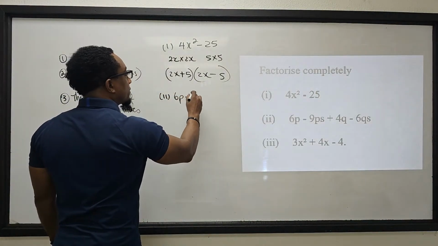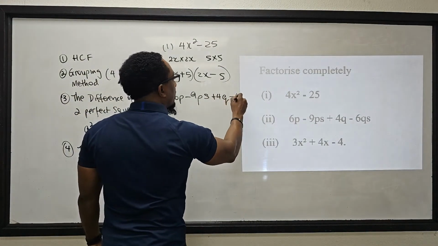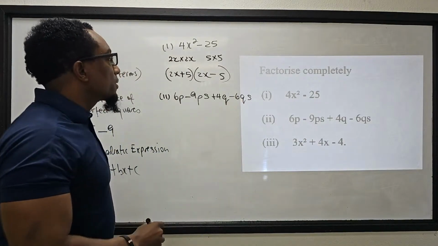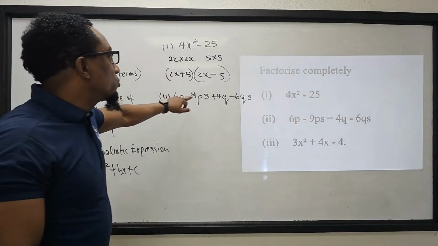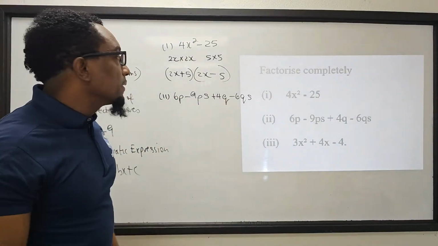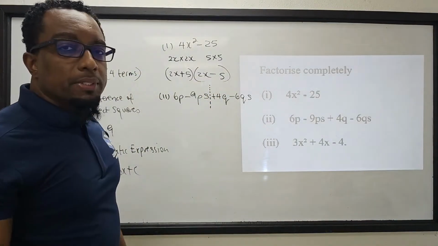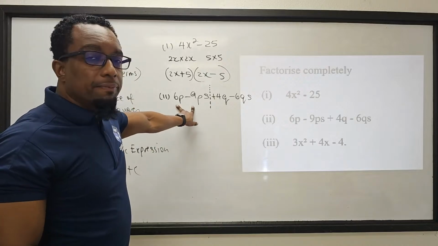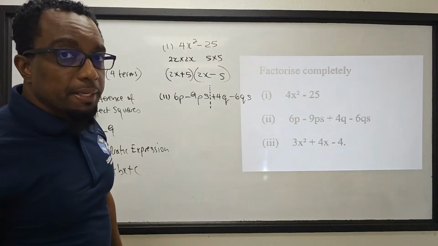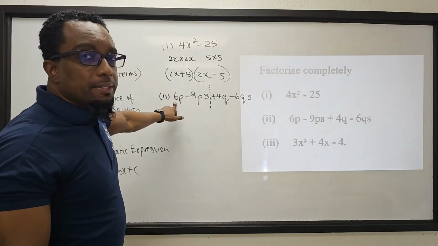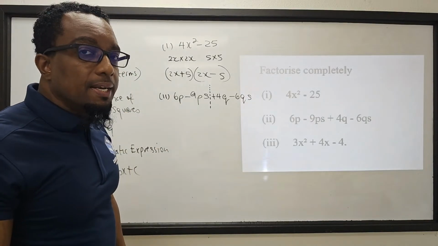6p minus 9ps plus 4q minus 6qs. So to factorize this expression using the method of grouping, because we have 1, 2, 3, 4 terms, I'm going to split it into 2 pairs. Alright, and we're going to factorize using the highest common factor to each pair. So each pair we're going to factorize using the HCF method. So what is the highest common factor? Look at your numbers 6 and 9. The highest common factor of 6 and 9 will be 3.